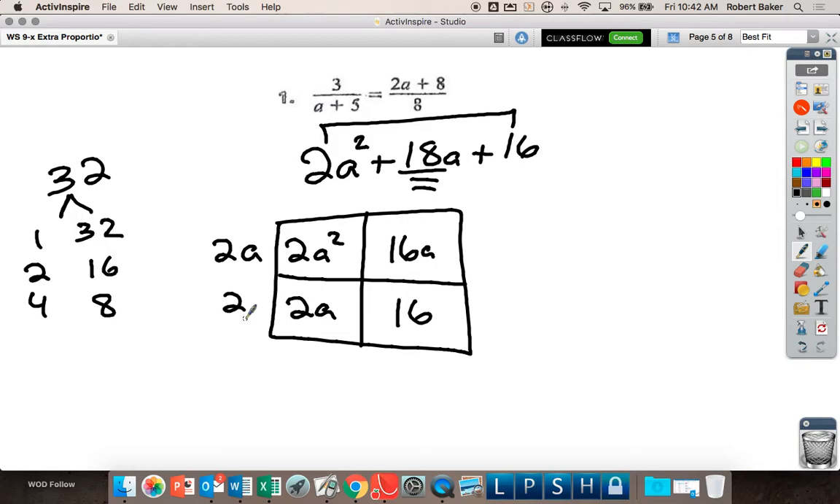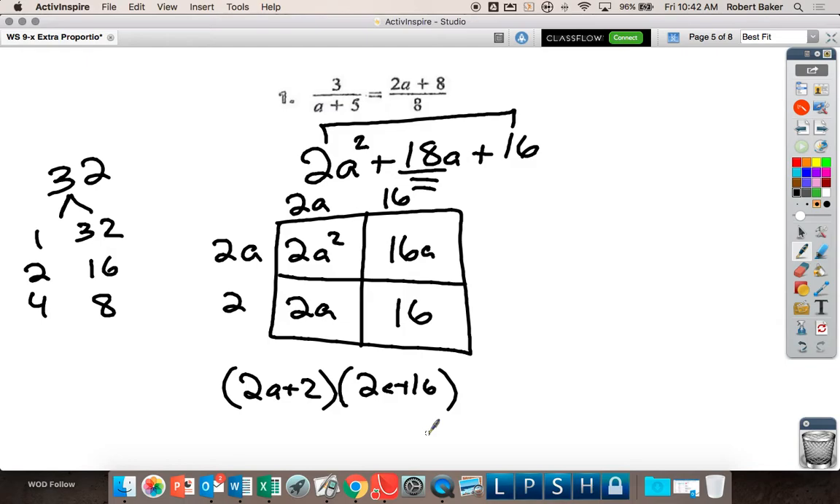Going this way, what is the biggest thing that 2a squared and 2a both share? 2a. What is the biggest thing that 16a and 16 both share? 16. So my two factors are 2a plus 2 and 2a plus 16.